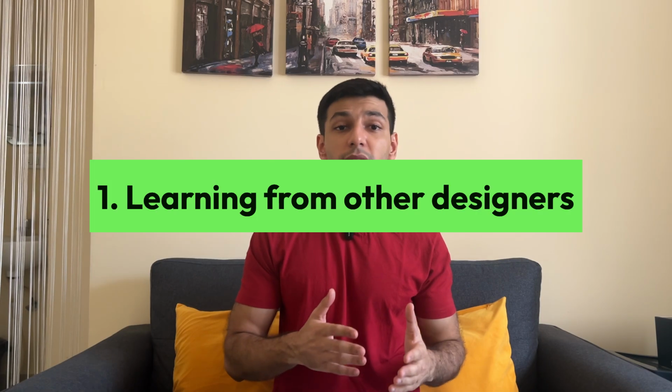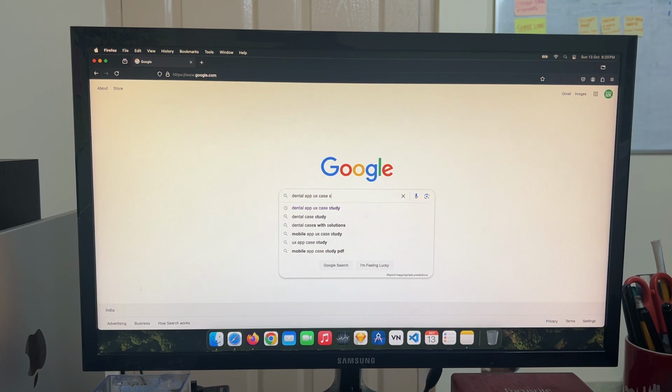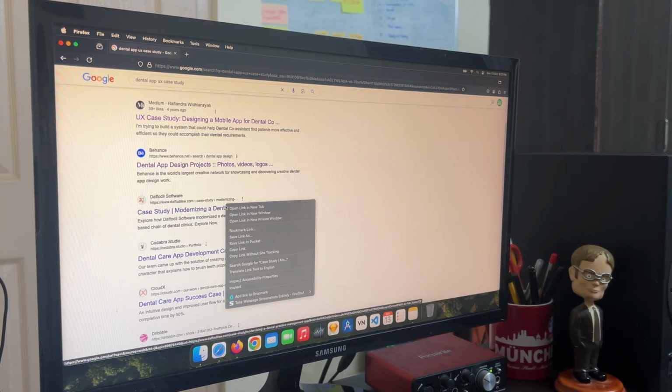Let's get started. The first method involves learning from other designers. This basically means you can read reports and case studies of other designers on the same topic. So for example, if you're working on a dental app, you can go on Google and search for dental app UX case studies. Then you'll get a list of many different case studies that are done by other designers, and you can open them and read how these designers have solved for that problem.